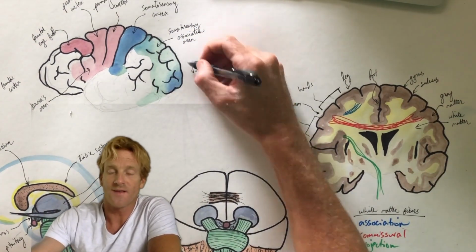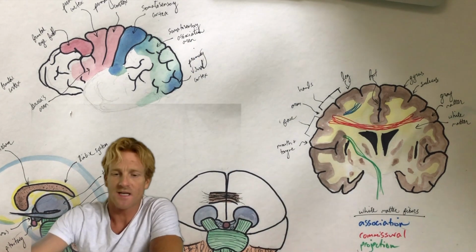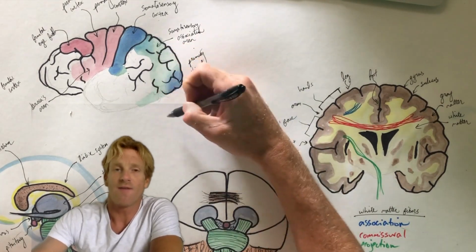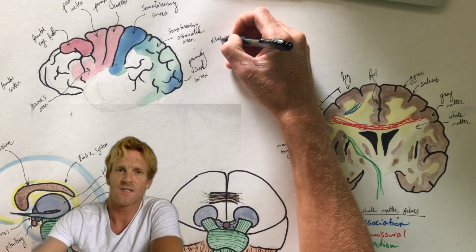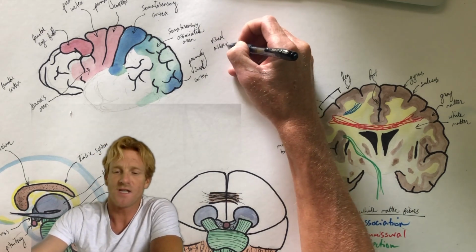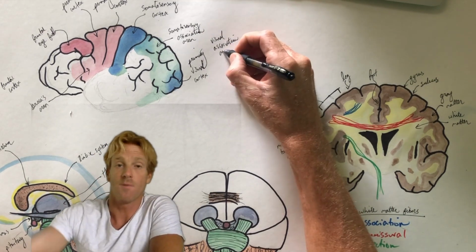On the occipital lobe, that's where we're going to have our primary visual cortex. That's going to process information from the eyes. That information is going to be put into the context of our previous experiences by the visual association area so we can recognize things like familiar faces.